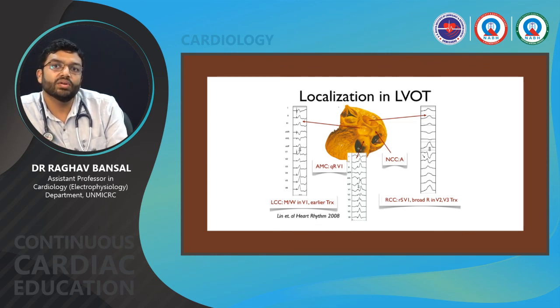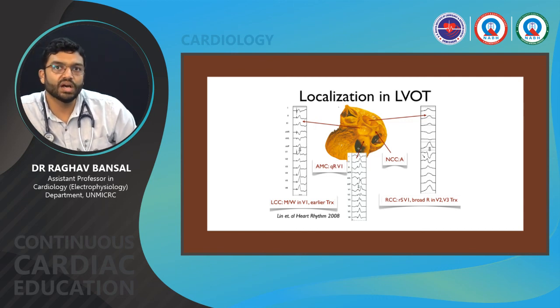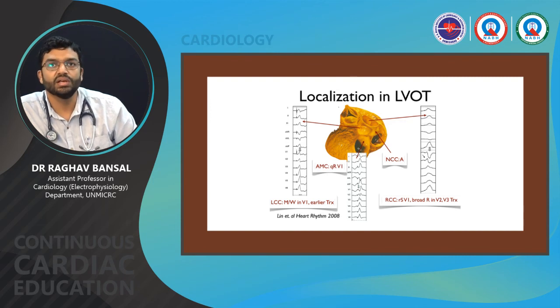NCC is mostly an atrial origin, and if we look at the RCC, the RCC will have a small R wave in lead V1 as compared to the QS complex arising from the RVOT. This area is very difficult to differentiate from the posterior RVOT region, as discussed previously.